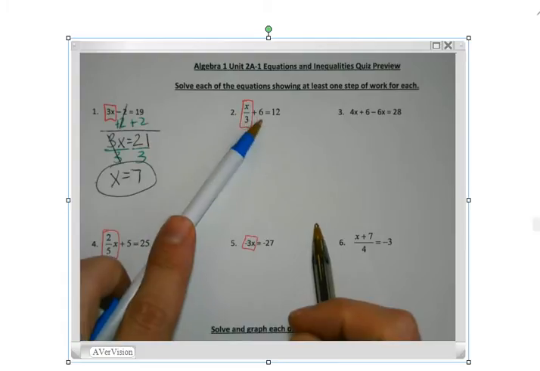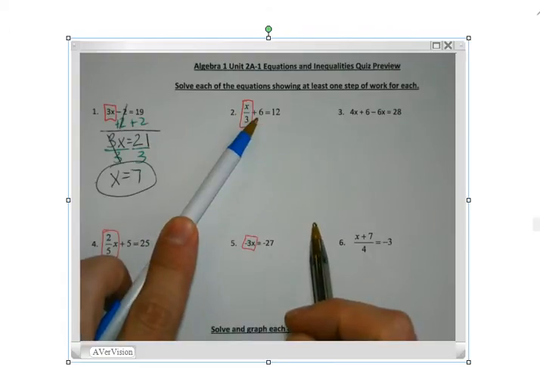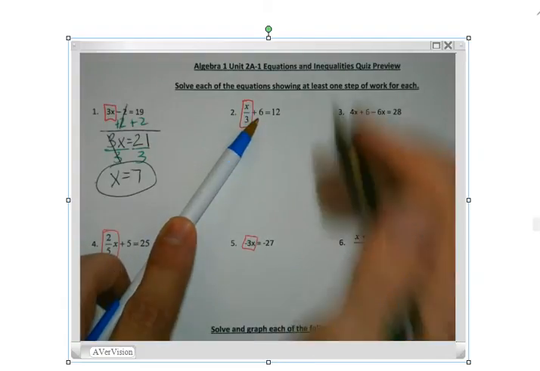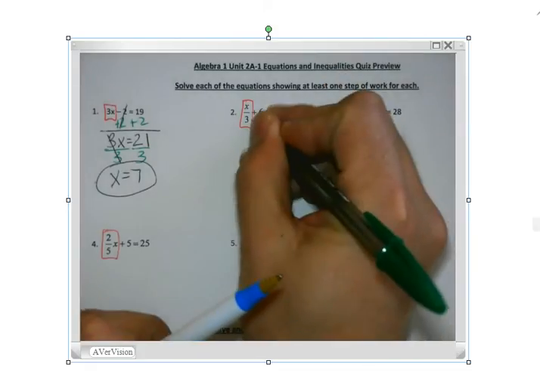Okay? Same idea here, working on 2. I need that fraction by itself first. How do I get rid of what's not in the box? Minus 6. Thank you.